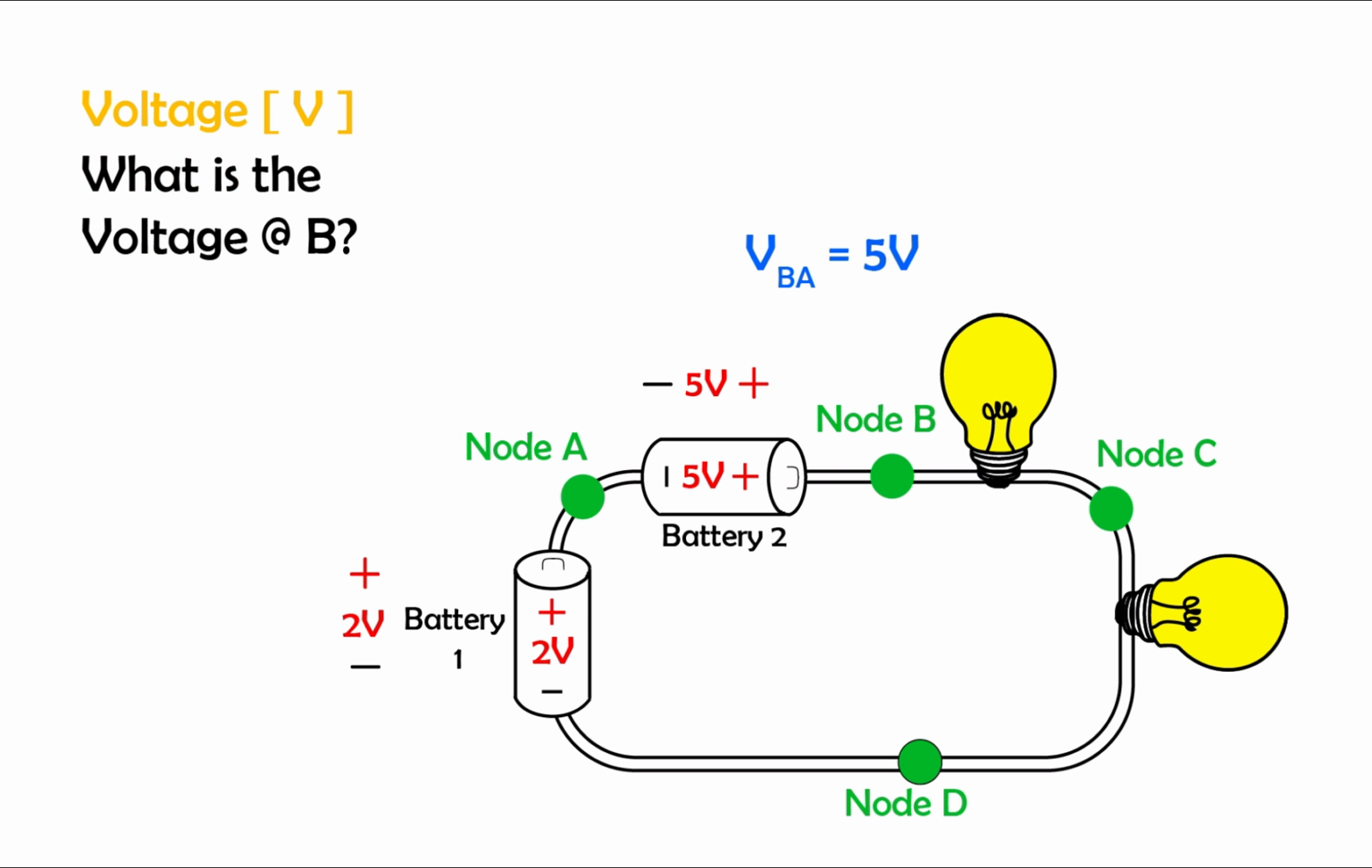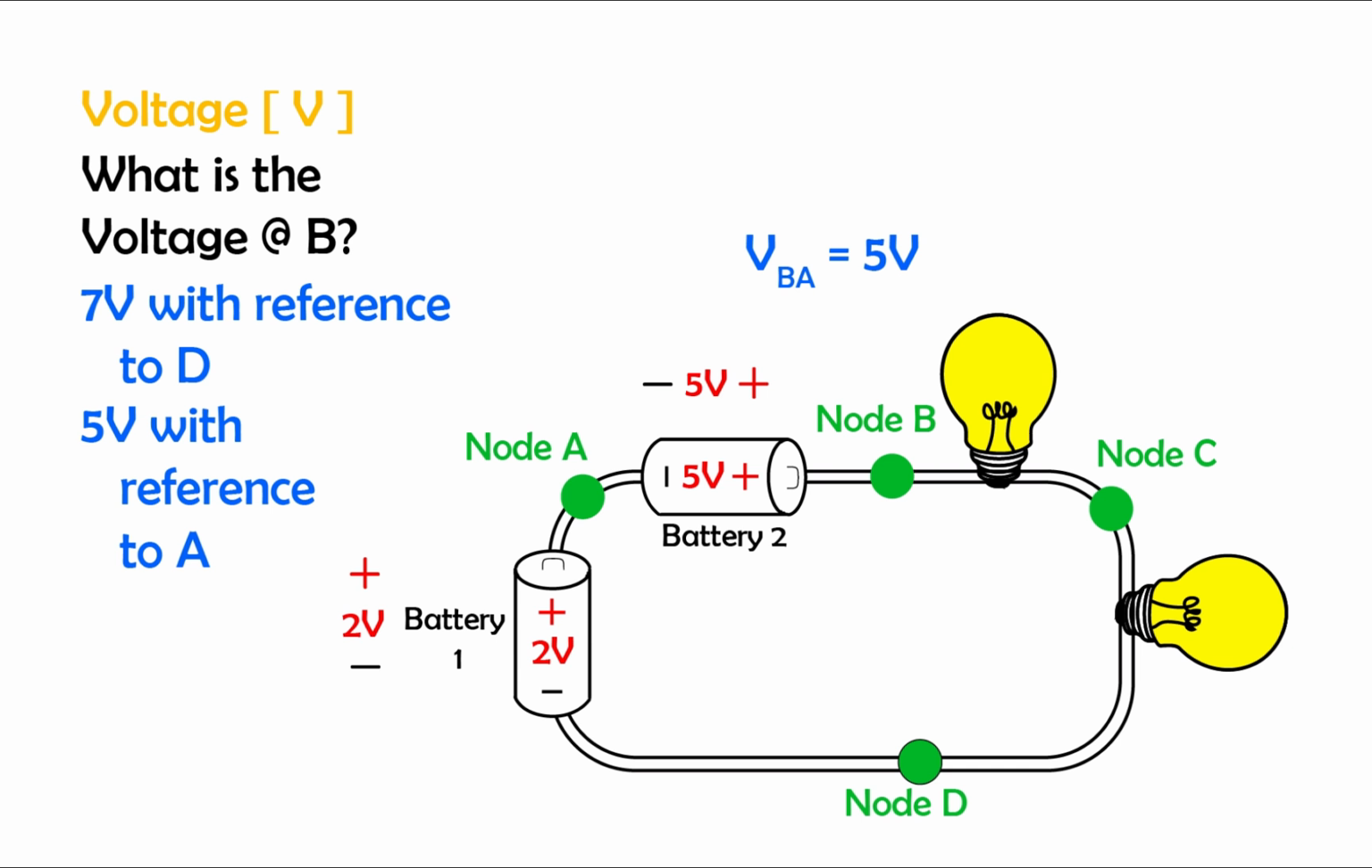If we ask you what the voltage is at B, but we don't tell you the second point, how can you answer? The voltage at B is 7 volts when compared to D, but only 5 volts when compared to A. So there, voltage must always be given relative to a reference.